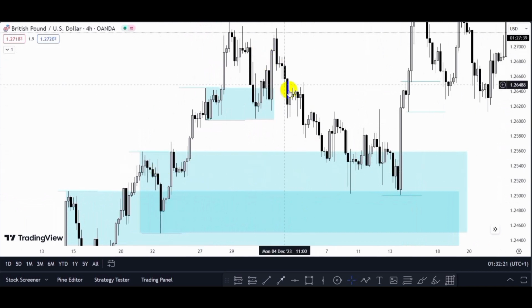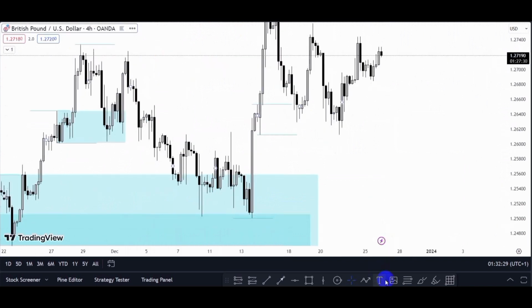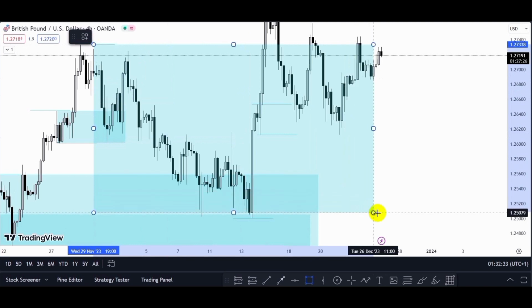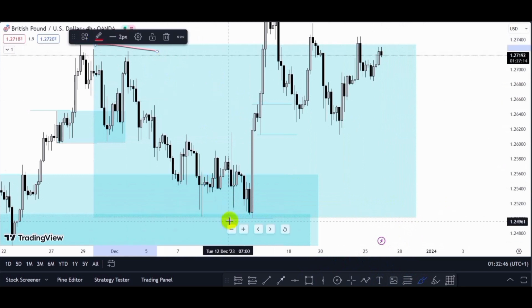So you see price return to mitigate this IOF. And then you see price push to the upside, and then price took out this buy side liquidity. Where's our new institutional order flow zone? From this high to this low. From this high here to this low becomes our new IOF zone.